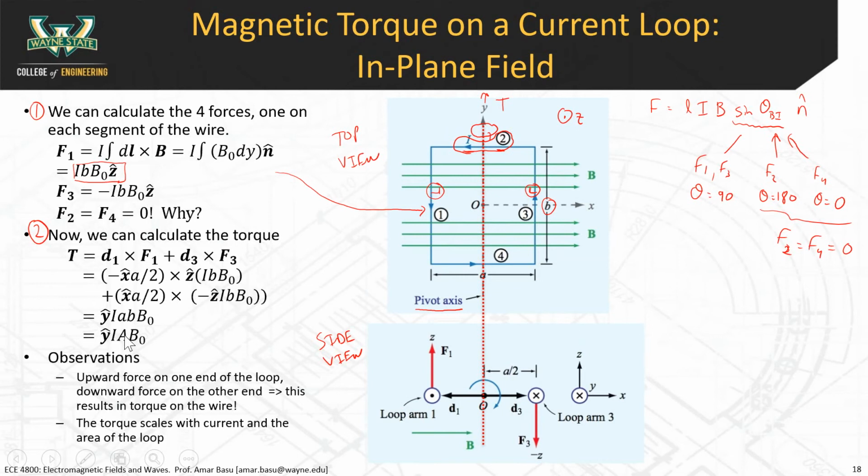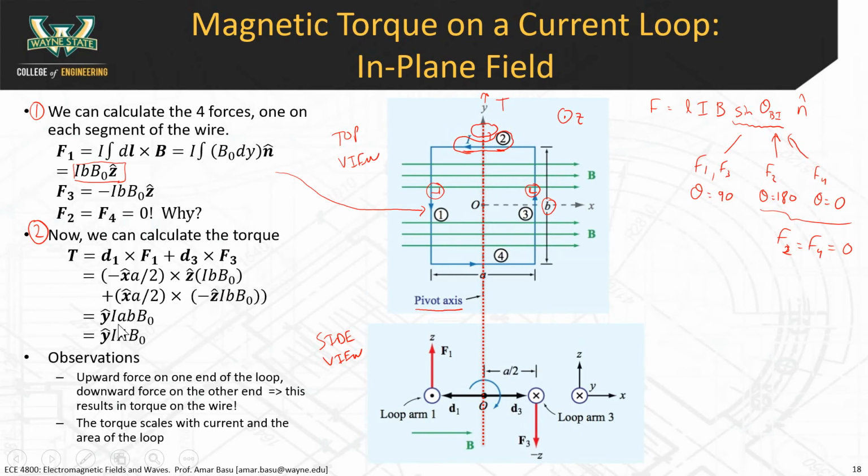Multiply those two together, and you get the area of the loop. So the two observations that we see from this equation are, first of all, the upward force on one end of the loop and a downward force on the other end of the loop, so both of these contribute to torque. And this result here, y hat IAB0, the torque scales with the current and the area of the loop.